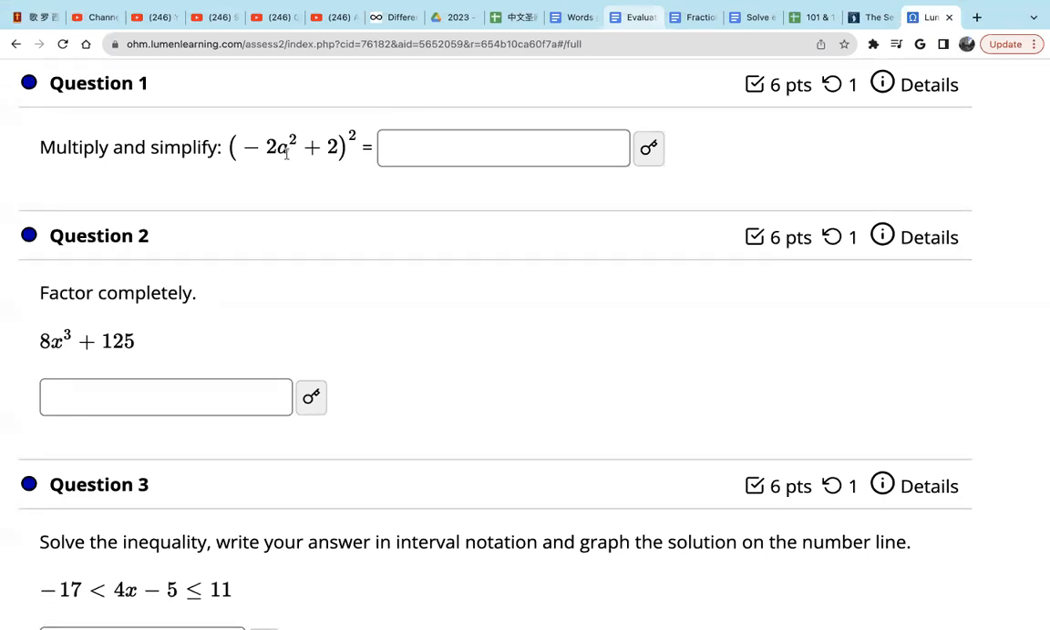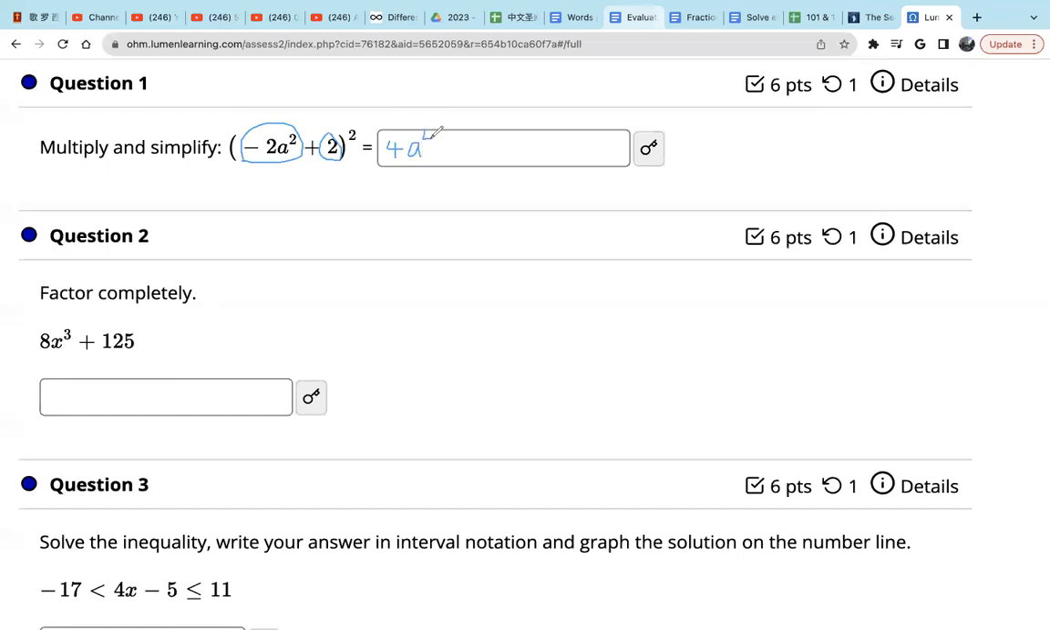So basically, perfect square is saying square the first one. So our first one is this term, so we square this one. We square the second one. Then multiply those two, double it. So what do we get? We square the first one, we get a 4. Right, -2 squared is 4.